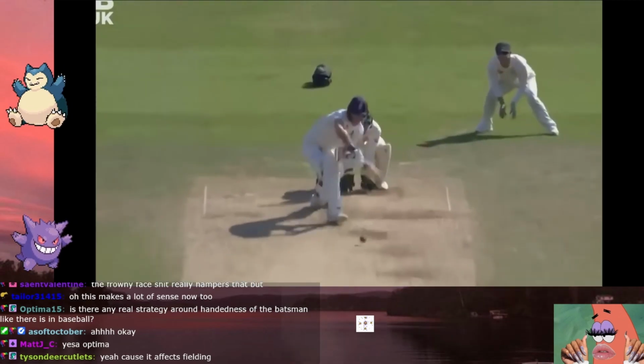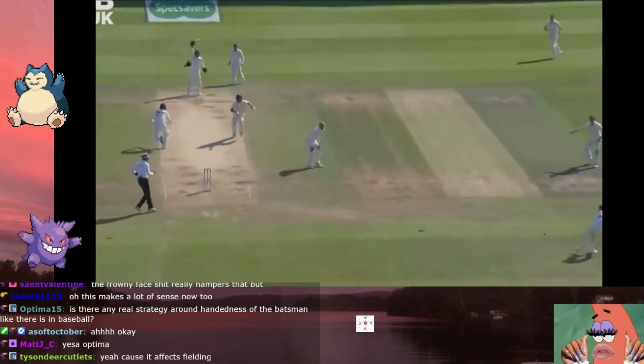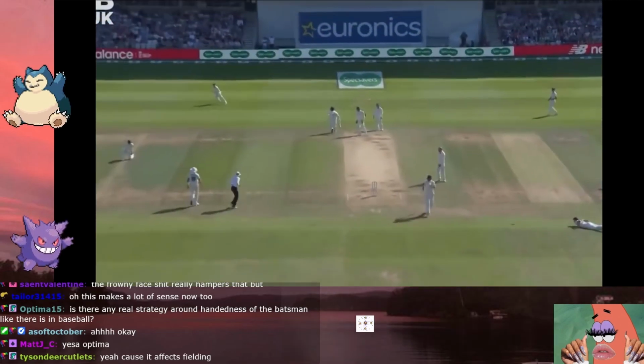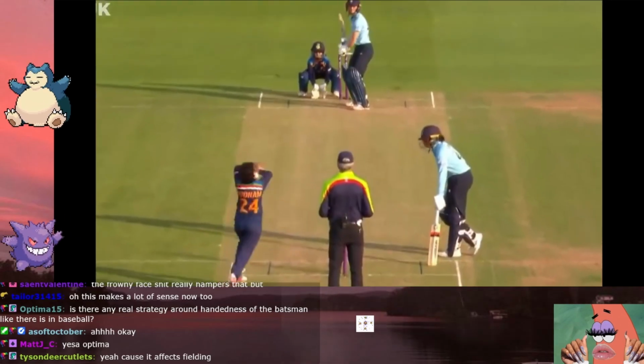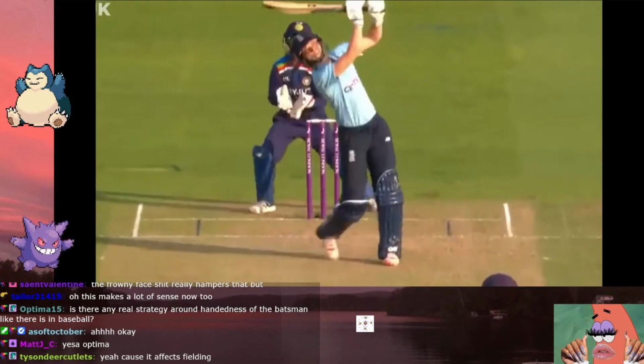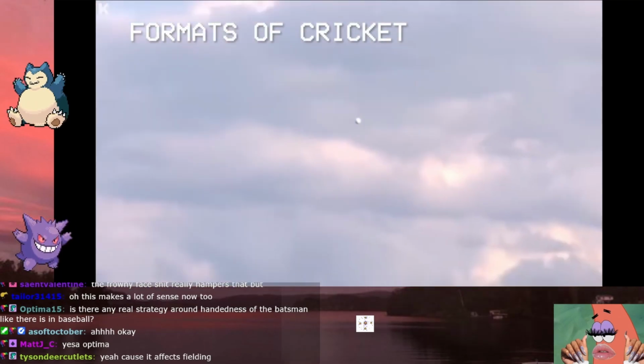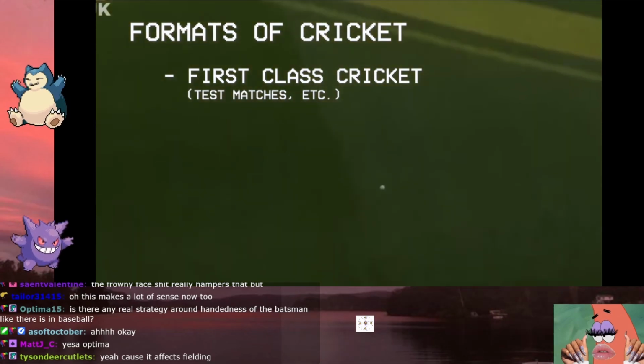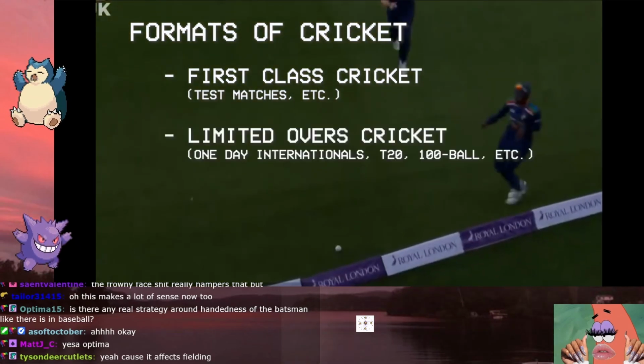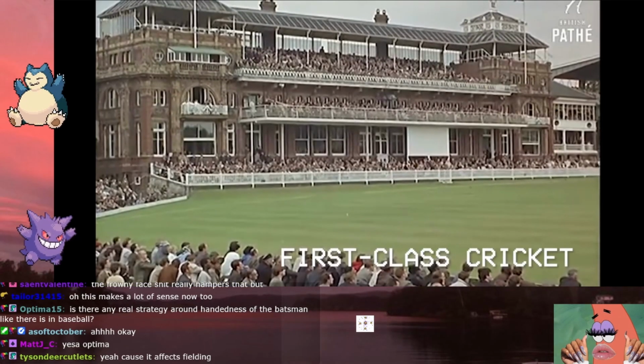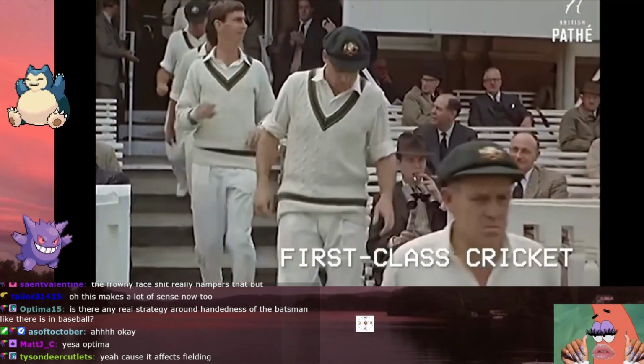Beyond everything that has been explained so far, the majority of the details of the game that you watch will depend on the format of cricket that you're watching. There are two basic formats of the game of cricket. There's first class cricket and there's limited overs cricket. First class cricket is what a lot of people think of when they think of cricket.